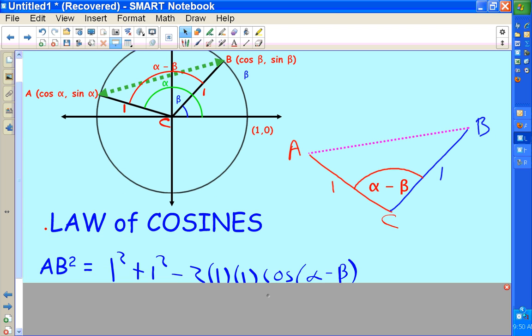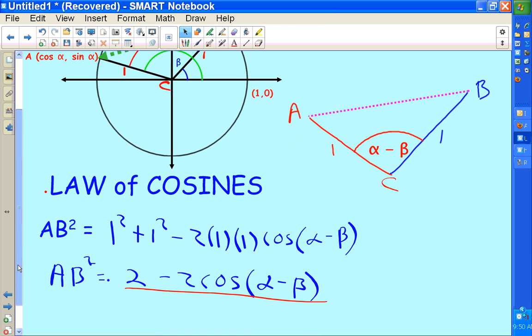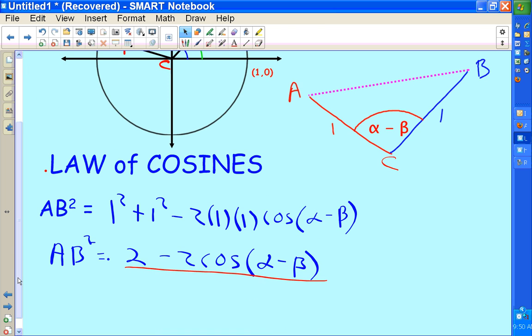So you may remember law of cosines. And again, I'm doing it without the square root. So AB squared is going to equal side squared plus side squared minus 2 side cosine of the angle in between, which is alpha minus beta. And if you clean it up a little bit, you get 2 minus 2 cos alpha minus beta. Law of cosines is a lot easier than doing the distance formula.